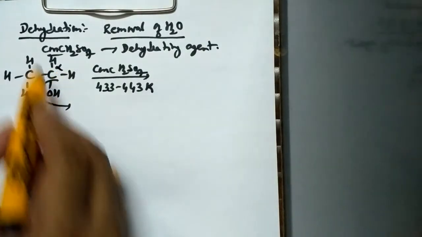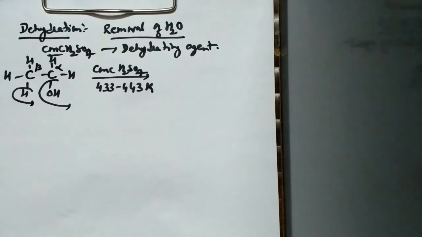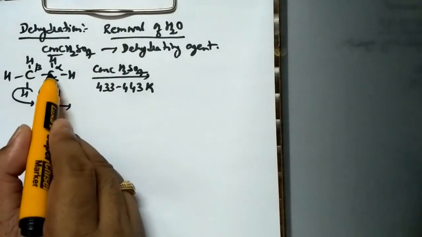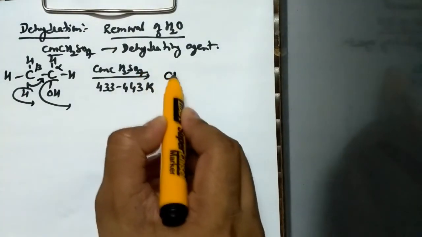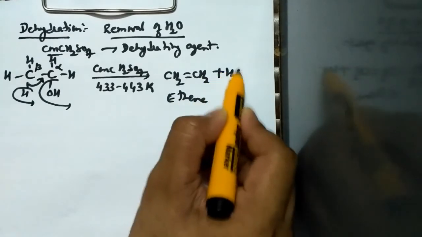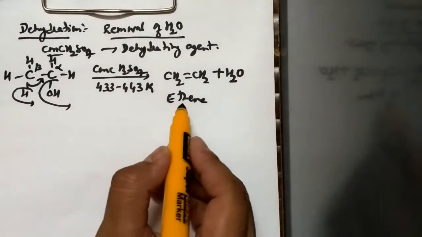This carbon is called alpha carbon. This carbon is called beta carbon. The hydrogen gets eliminated from the beta carbon such that when OH goes out with the entire bond pair of electrons, this carbon becomes electron deficient. Hence, this bond will shift at this site so that we get the major product as ethene, where there is a removal of water molecule due to the presence of concentrated sulfuric acid, which is considered a dehydrating agent. So this is the reaction of how an alcohol is converted into an ethene.